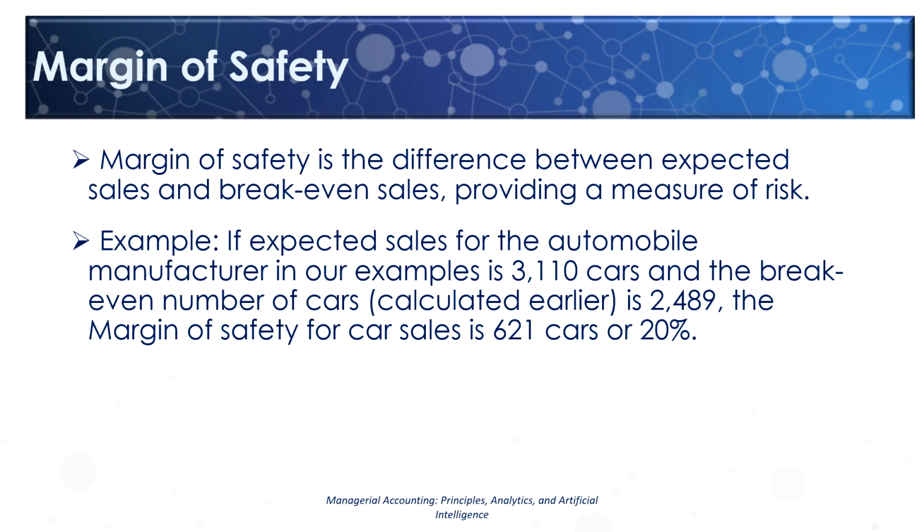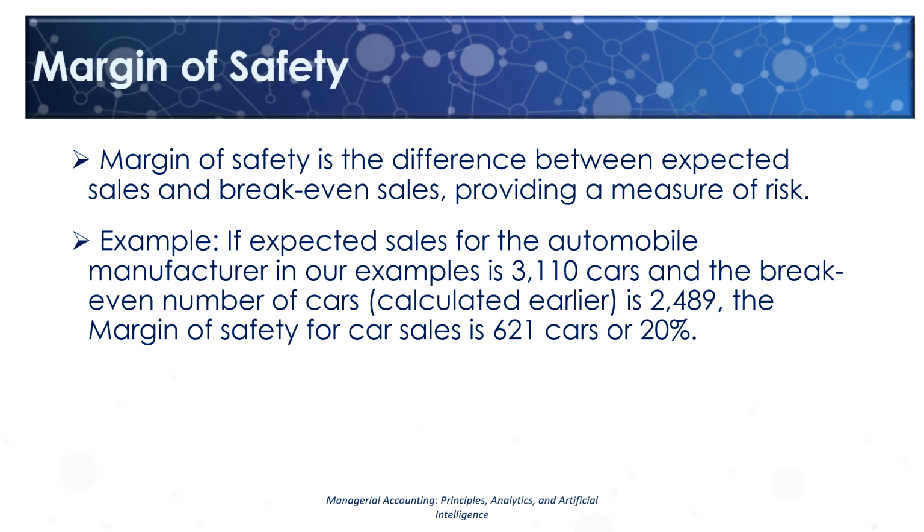Now let's determine the margin of safety. Margin of safety measures how much sales can decline before a company reaches break-even. It is a measure of risk. Margin of safety equals the expected sales minus the break-even sales. The margin of safety ratio, which is a percentage that sales could decline before reaching break-even, is the margin of safety divided by expected sales. The higher the margin of safety, the less risky the business is, because sales can drop more before the company begins to lose money. Let's take a look at our previous example.